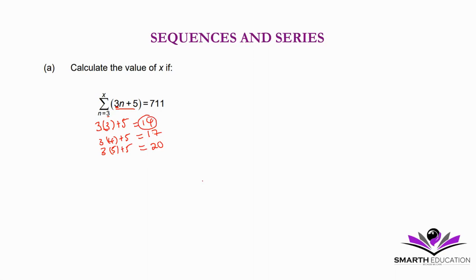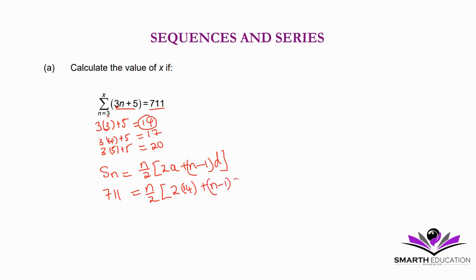So we use our arithmetic series formula. Sn is equal to n over 2 times 2a plus n minus 1 d. And then our sum is 711. So we say 711 is equal to n over 2 times 2 times 14, or a, plus n minus 1 d. Difference is 3. Okay, we can simplify this.